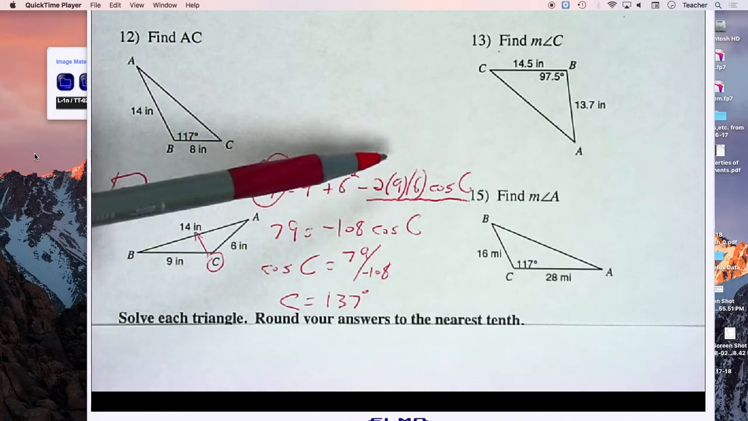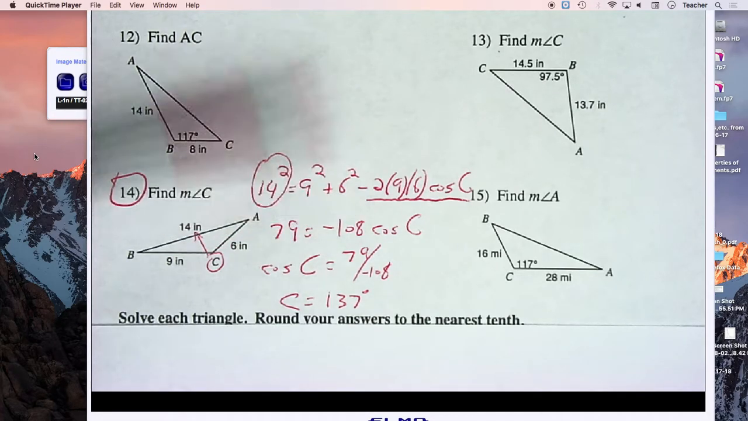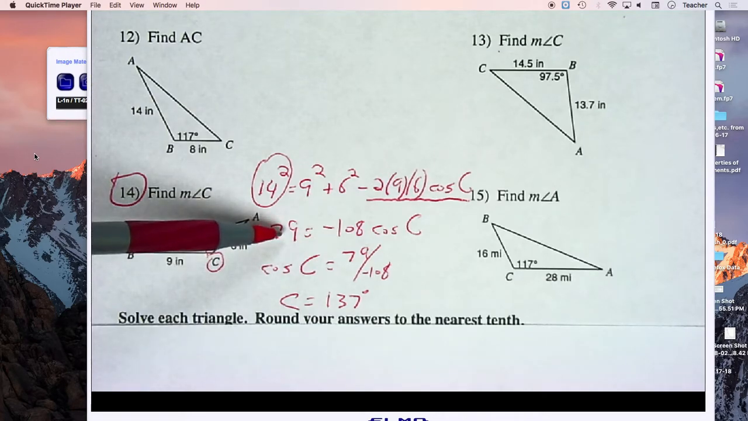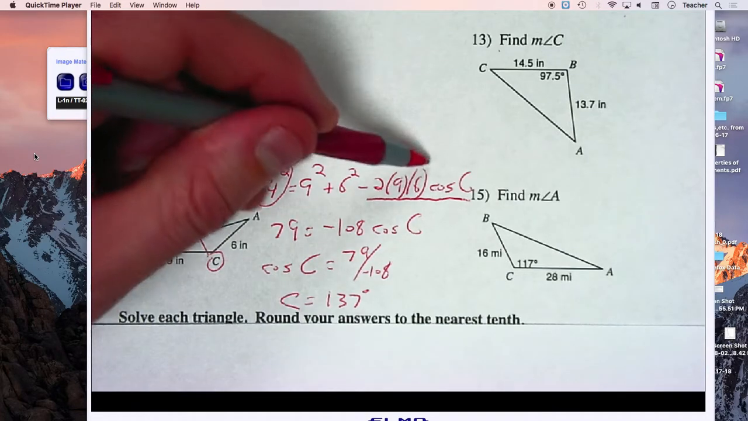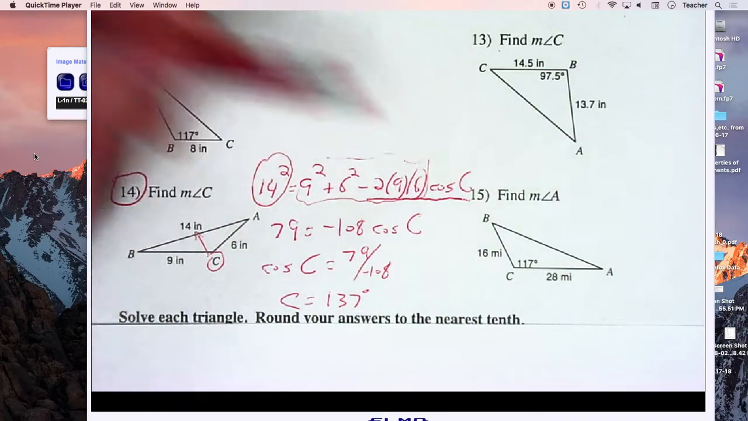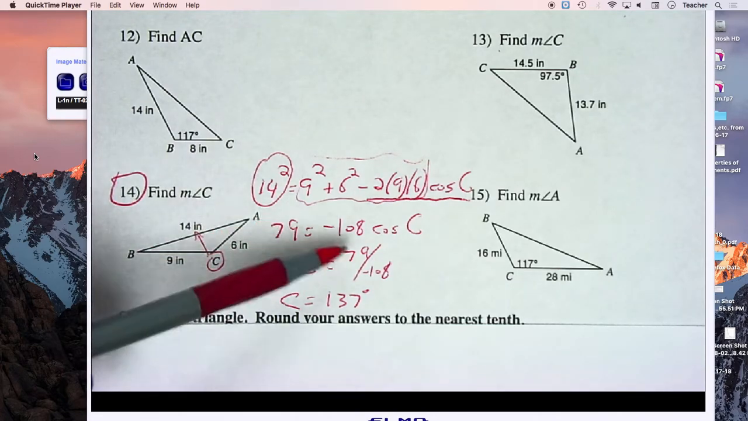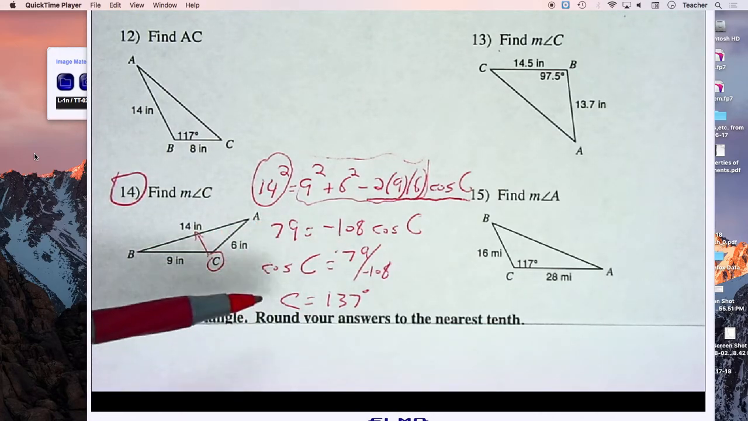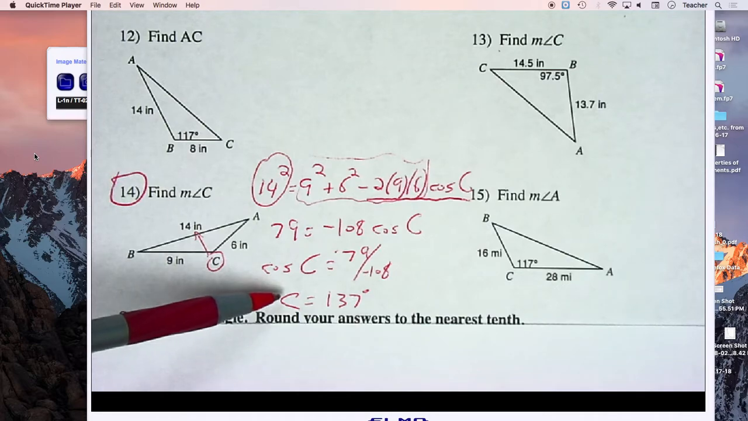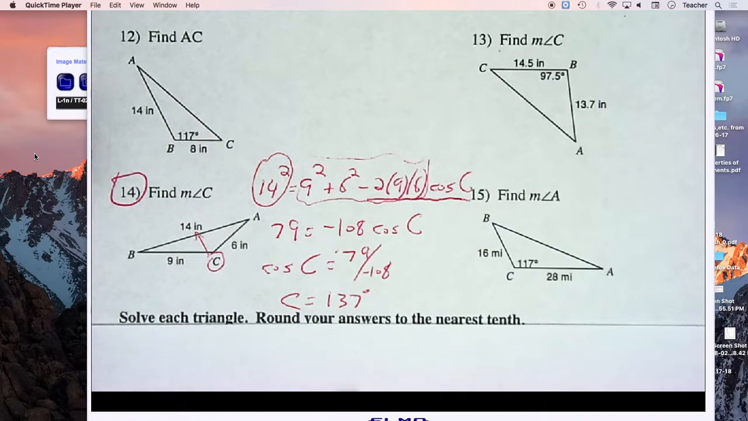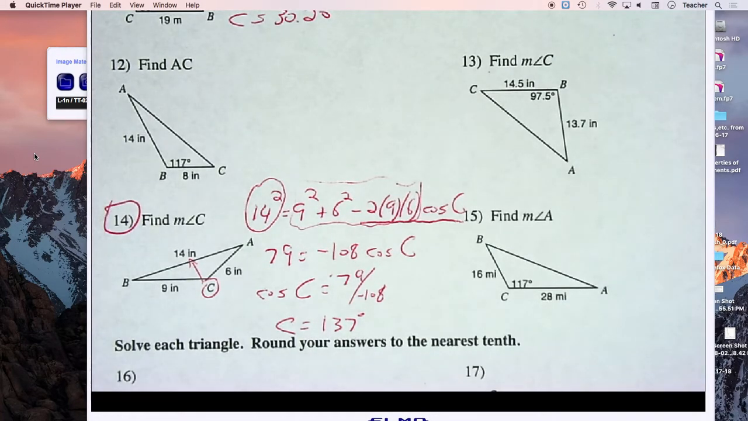These three things get multiplied to become negative 108, and then you have to divide that over at the end. So don't fall into the trap of combining all these numbers right at the start, right? So it's sort of two separate groups. We get the cosine by itself, and then do the inverse cosine, and we get 137 degrees.